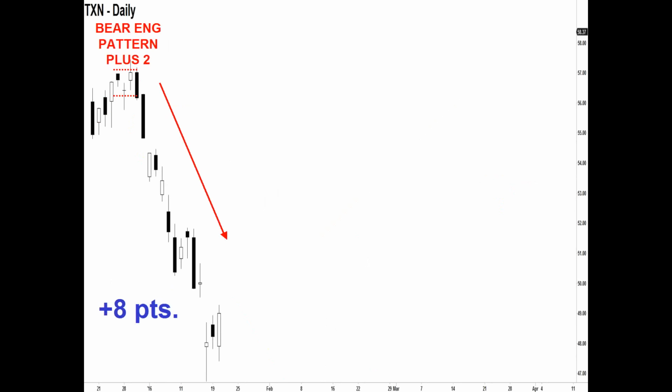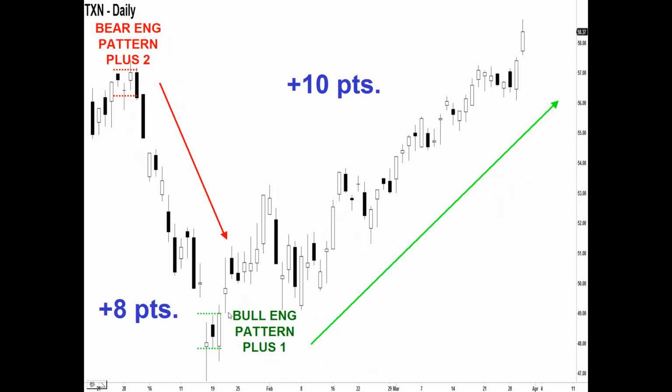All right, so Texas Instruments fell down 8 points, and now we're met with a bullish engulfing pattern +1. You see here, here's our bullish engulfing pattern. Bar number 2's range engulfs bar number 1's range, as well as 1 more bar. So if you were short, this is exactly where you should cover. And if you were more aggressive, you decide to go long. And then we went up 10 points coming into this week.